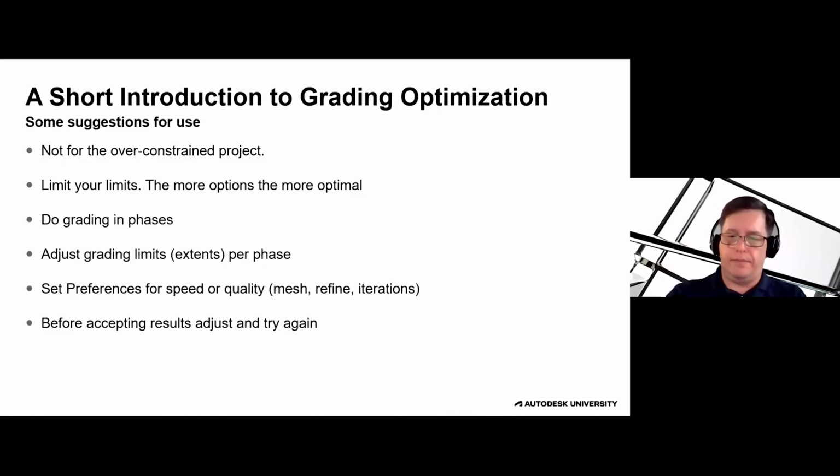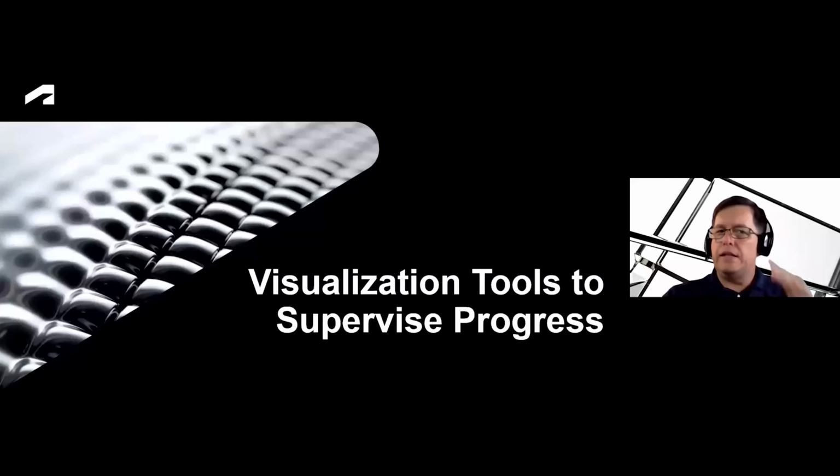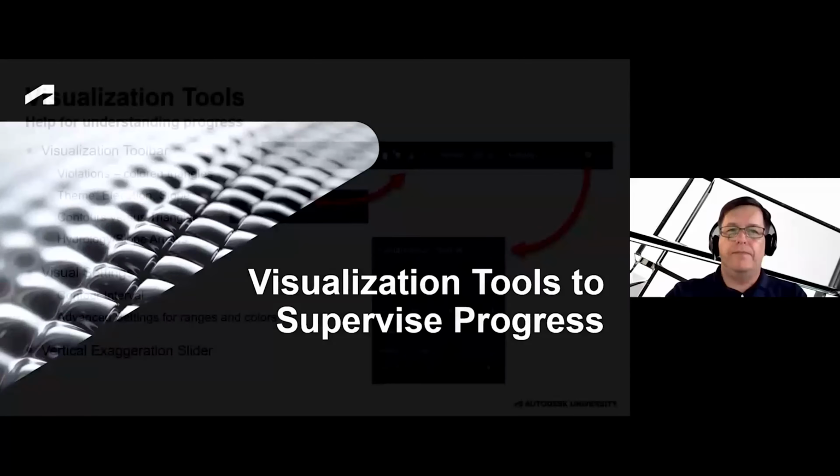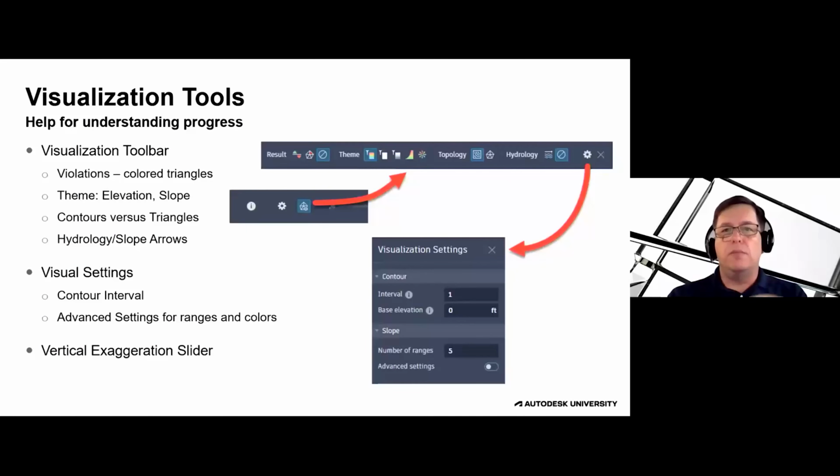So I did move the visualization tools up to the top of this agenda just because it's going to be so integral to what we look at here. We'll be looking at what goes on with the visualization tools, and I wanted to explain those right away. The visualization tools are going to be a toolbar that opens up when you run an optimization. They are for colorizing and visualizing the surface as it's being developed.